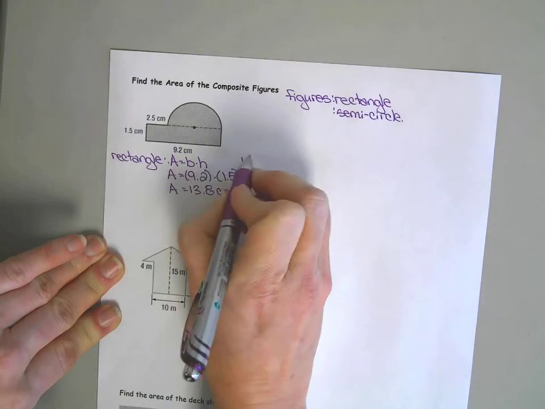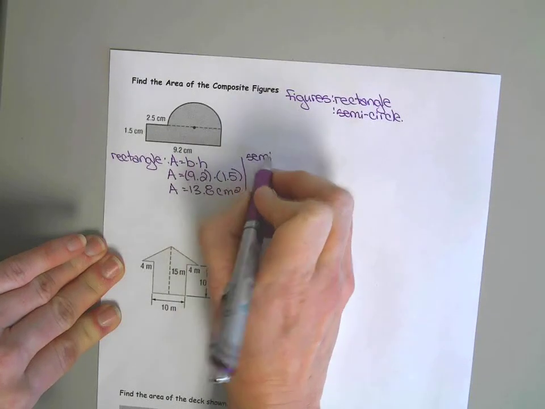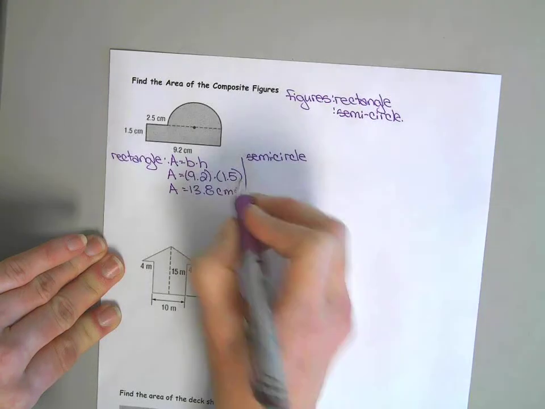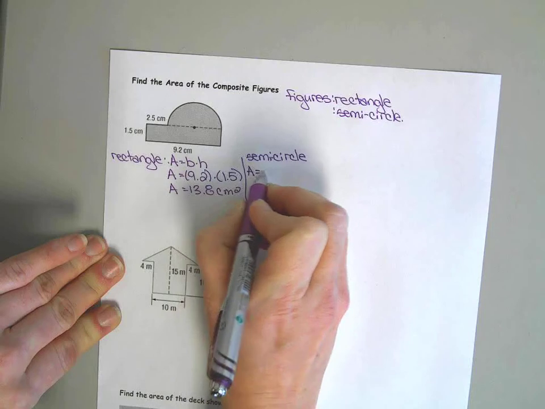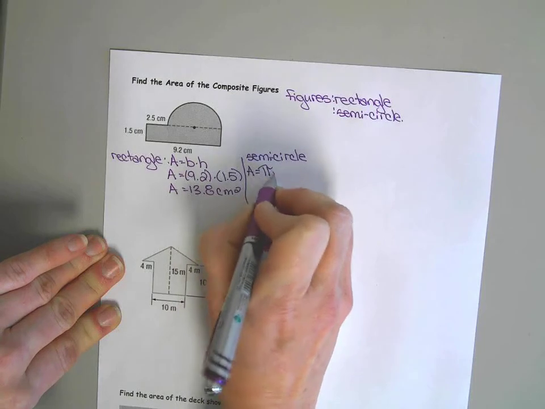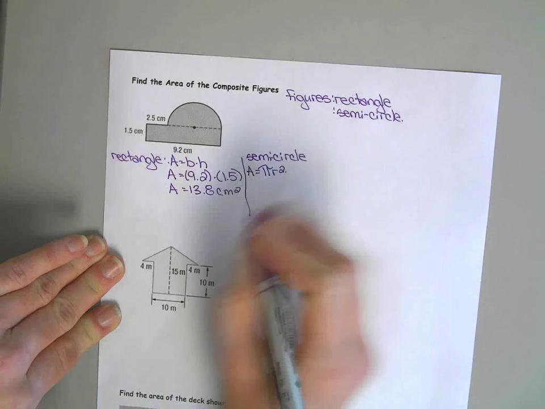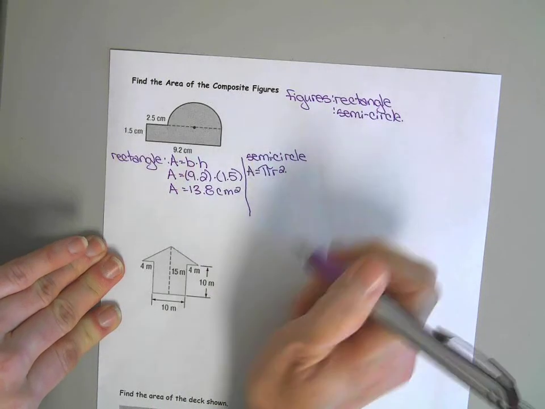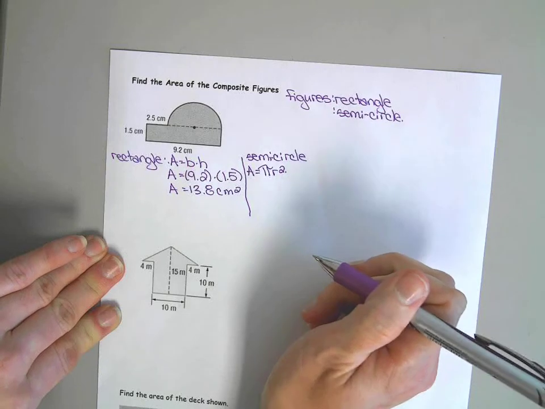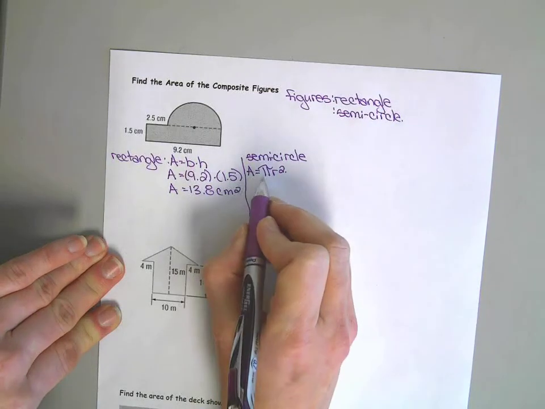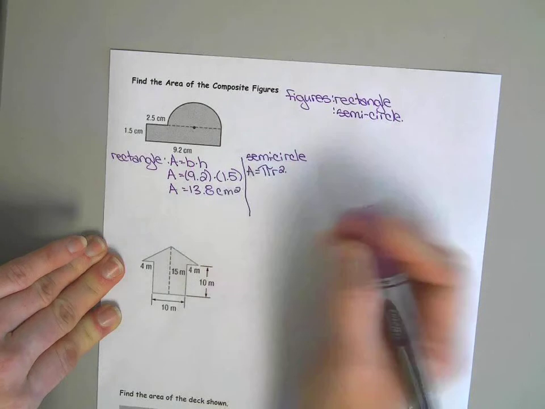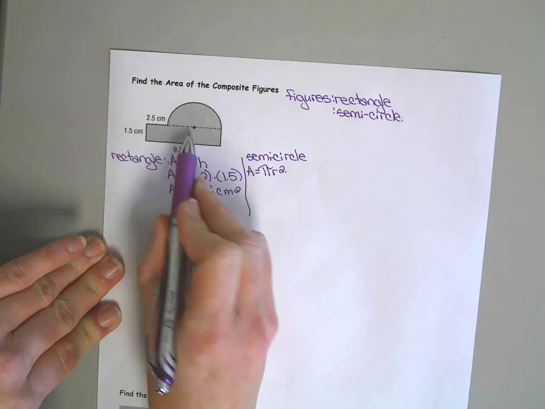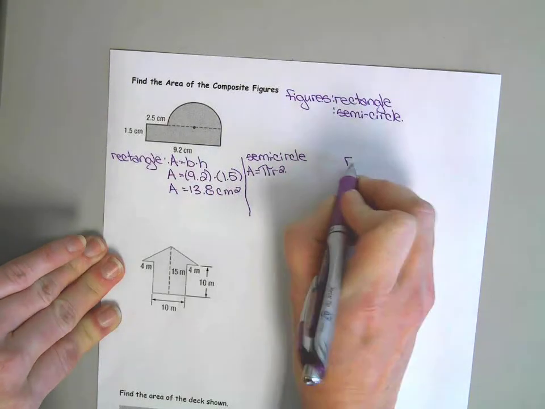The next step, figuring out the area of a semicircle. We know the area of a circle is area equals pi r squared. So let's figure out the area of a circle, and then we know to take half to get a semicircle. So area equals half times pi times radius squared. Well, what is the radius? Do we know offhand? No, we do not. It is not provided here, so we need to calculate that out.